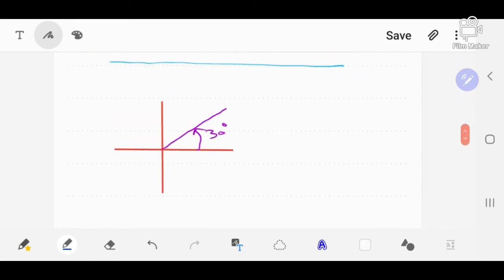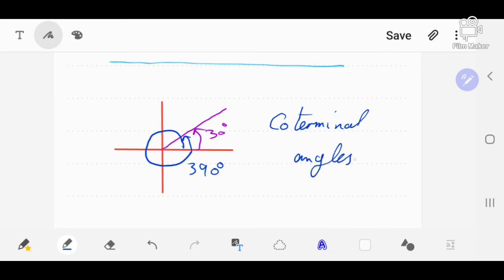So that's 360. Then I will go up until I reach 30 again. So this is 390, which has the same terminal side. These angles are actually called coterminal angles. So when two angles have the same terminal side, we call them coterminal. Well, is it only one angle that will give me a coterminal?